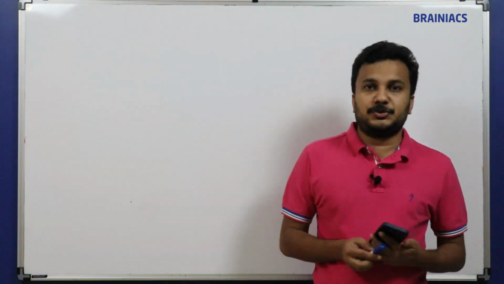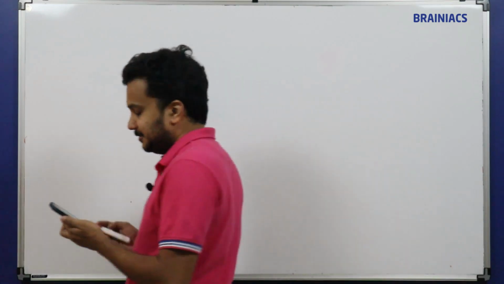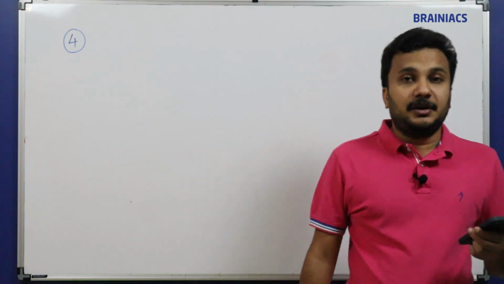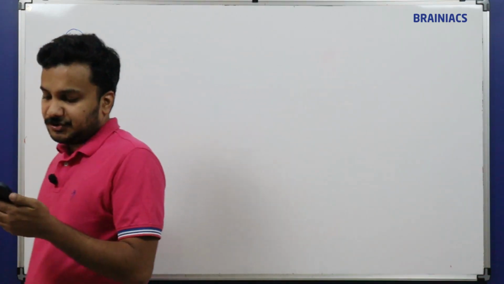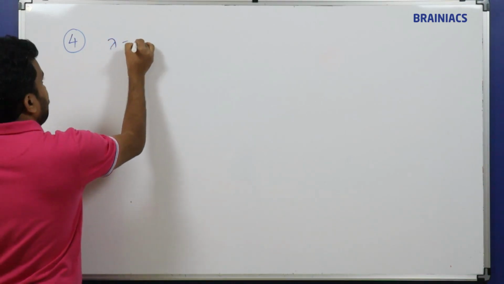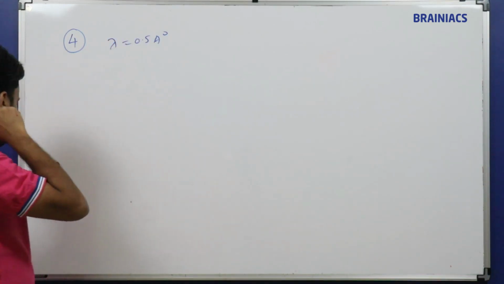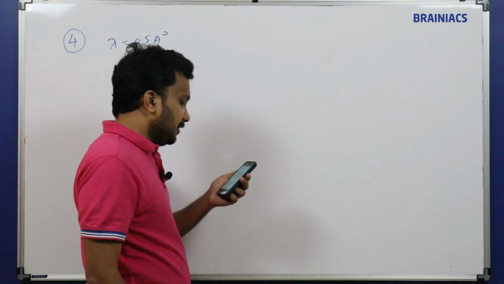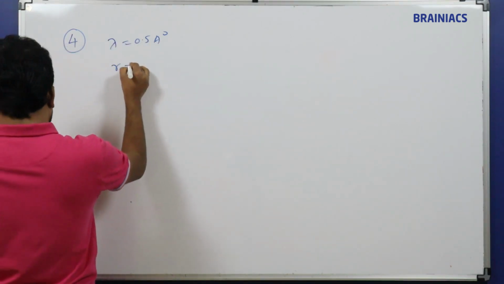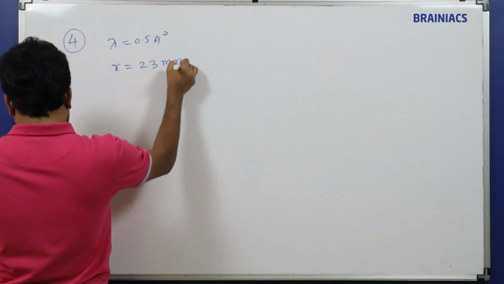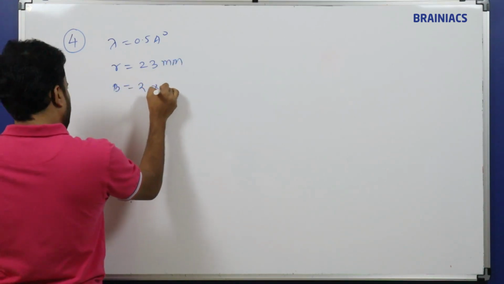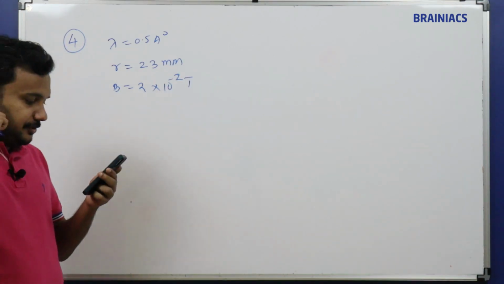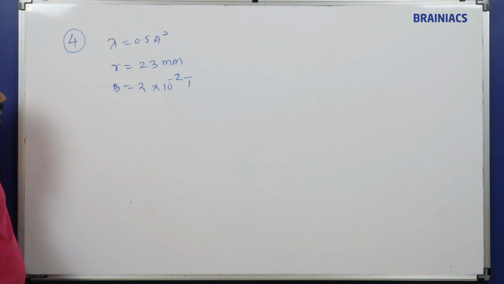Okay, let's move to the next question. Question discussion always takes a lot of time, but we have to do it, then only it will be useful. Okay, when a 0.5 angstrom X-ray strikes on a material, so lambda is given as 0.5 angstrom, the photoelectrons from the K shell are observed to move in a circle of radius 23 millimeter in a magnetic field of 2 into 10 power minus 2 Tesla, perpendicular to the direction of the emission of the photoelectron. What is the binding energy of the electrons?